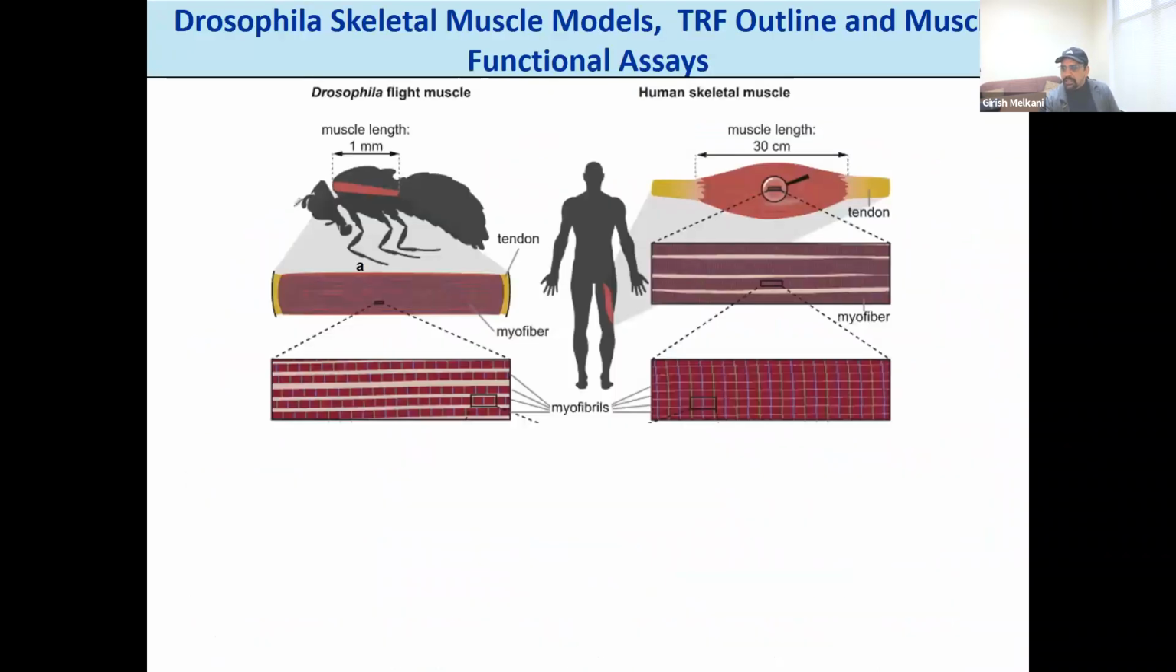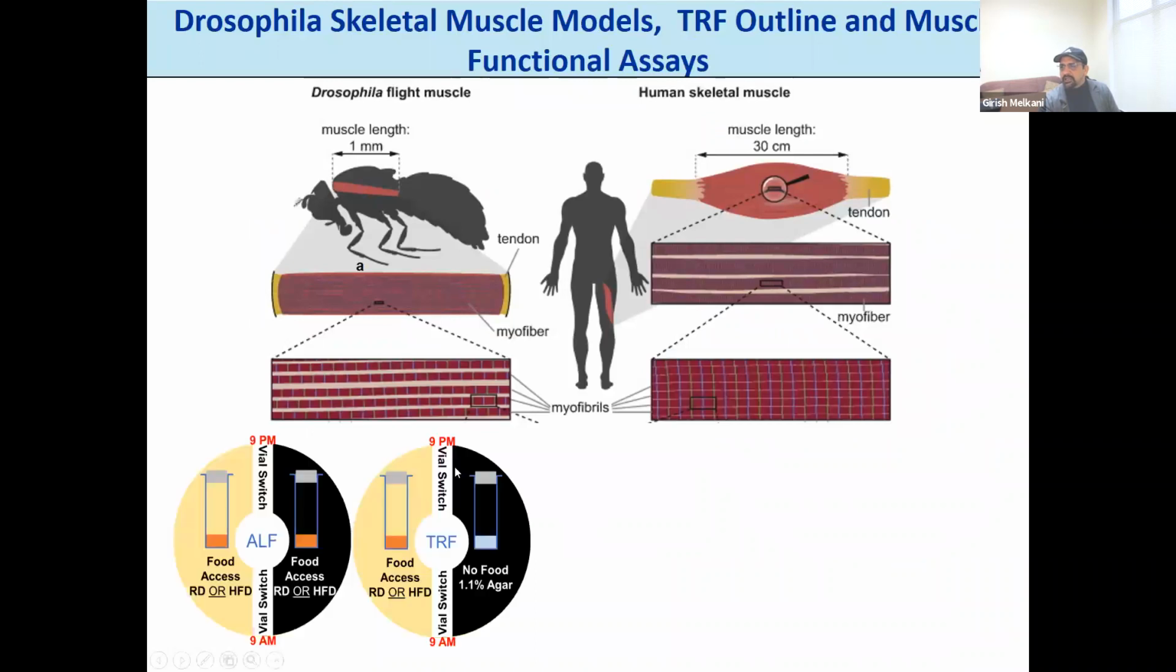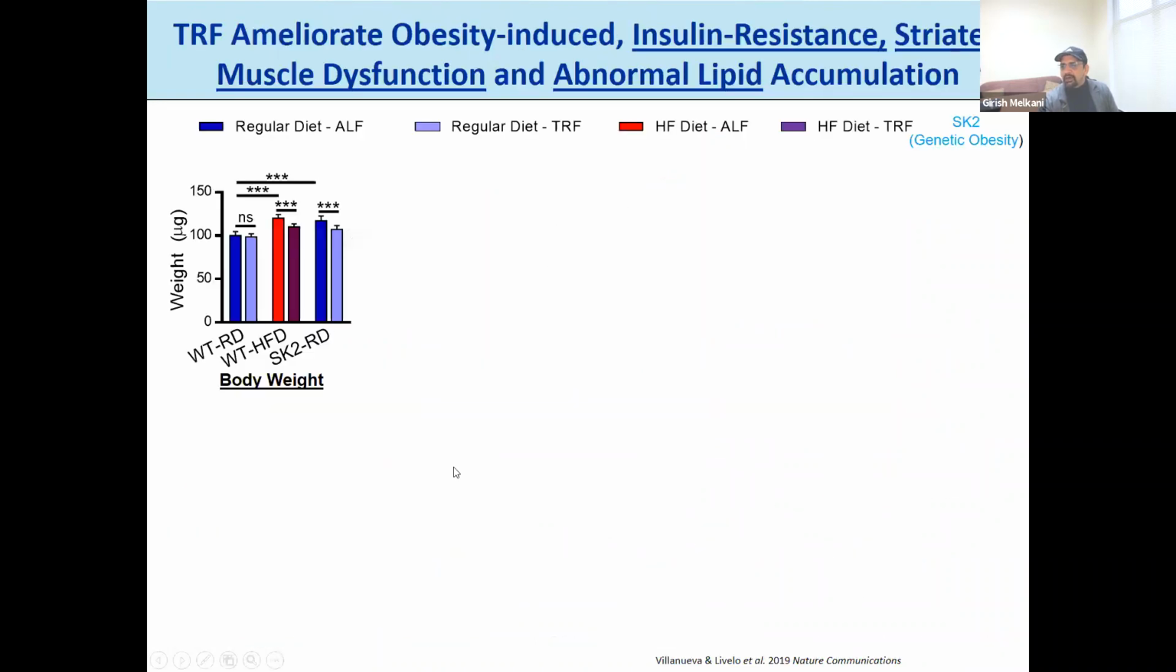So what we did is, as I said, we have this skeletal muscle model, and that I already showed here. We have a regular diet, then a high fat diet, and then we have a genetic mutant called SK2, sphingosine kinase mutant. First we want to show whether they are obese or not. If you look at this, the wild type versus any of those mutants under ALF have higher body weight. They are obese flies actually.